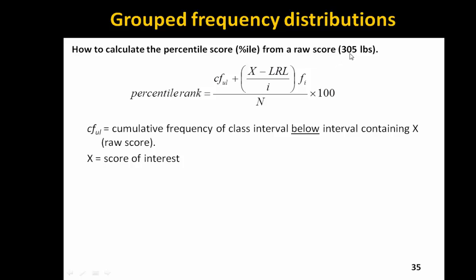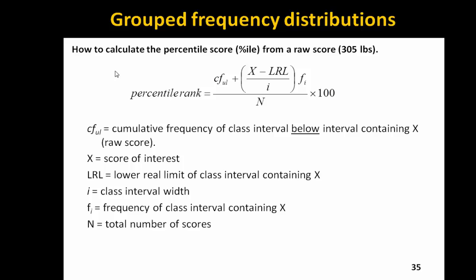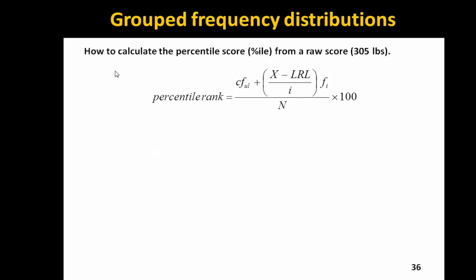Okay, and so this is what we have here. This was a given, and we're calculating the percentile rank. LRL is the lower real limit of the class interval that contains X, so we know what 305 is, and we're looking for that in terms of the real limit capturing of this weight. I is the class interval width, which once again we did at the very beginning. Fi is the frequency of the class interval containing X. N is the total number of scores. So we want to calculate the percentile rank.